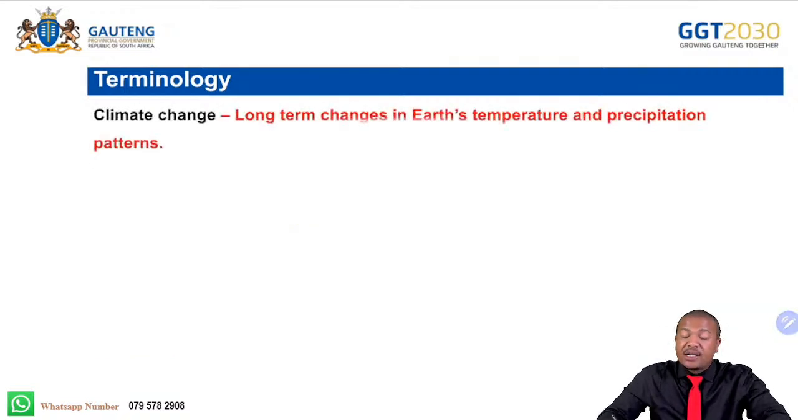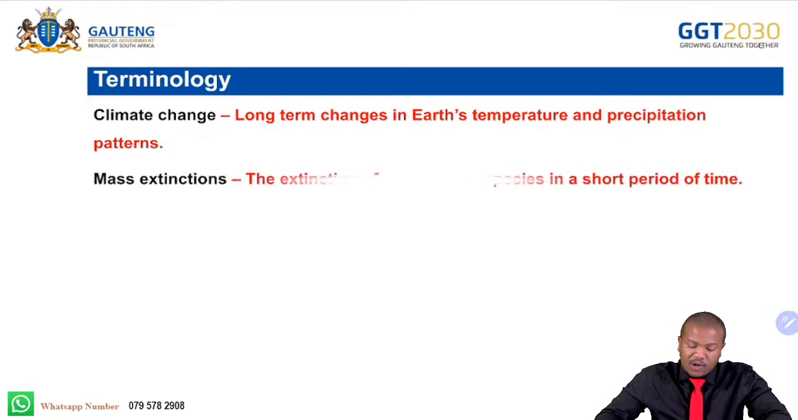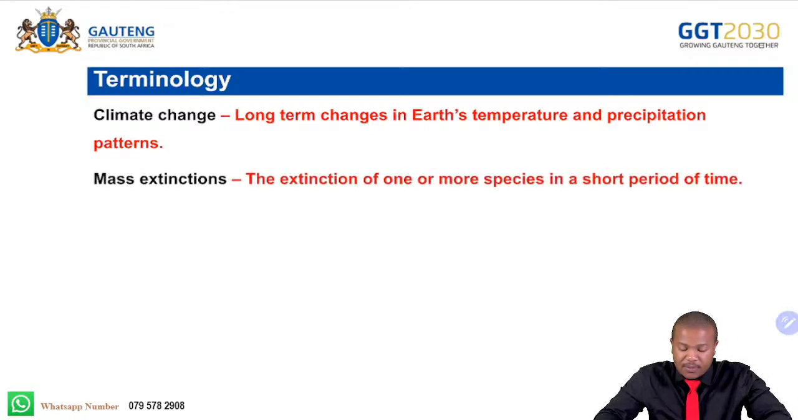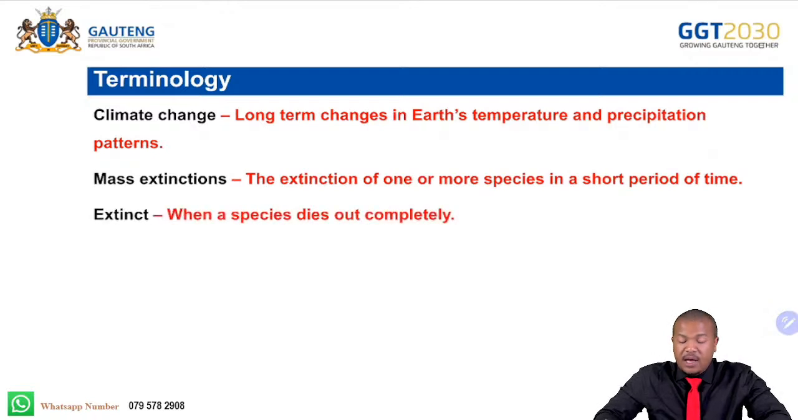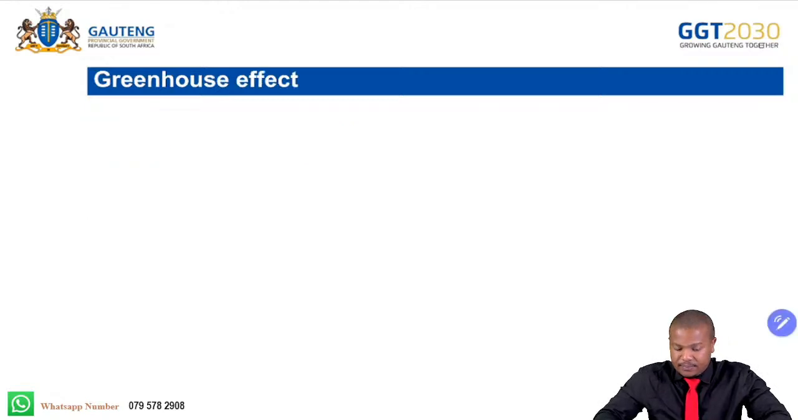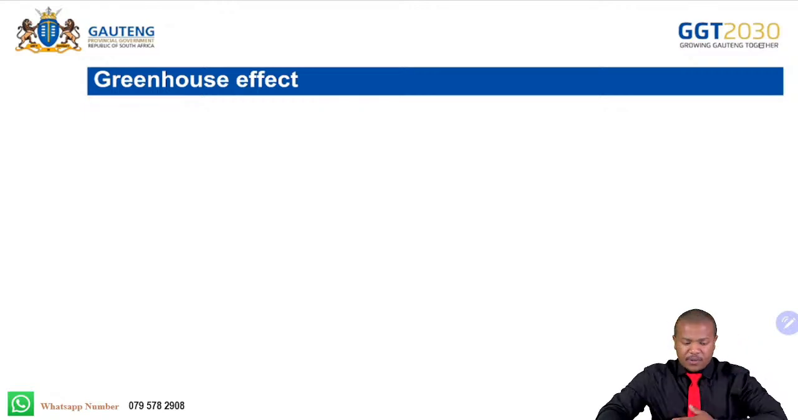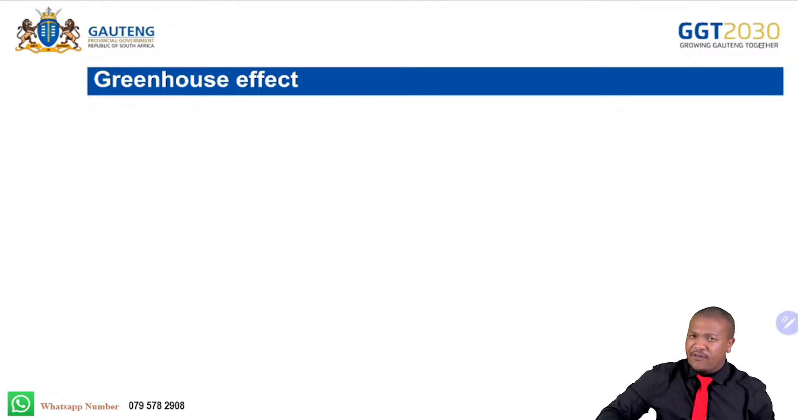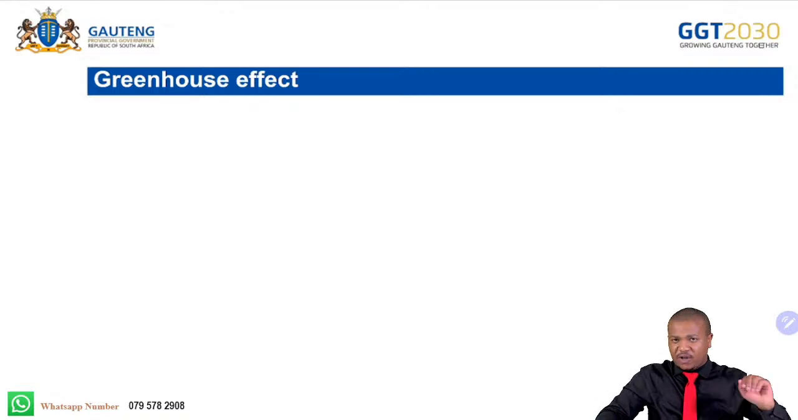Then we have climate change, which is the long-term changes in the Earth's atmosphere and precipitation patterns. We also have mass extinctions, which is the extinction of one or more species in a short period of time. Then we have extinct, which means when a species dies out completely, right? So now let's start off by mentioning greenhouse effect, because it is our main topic for today.